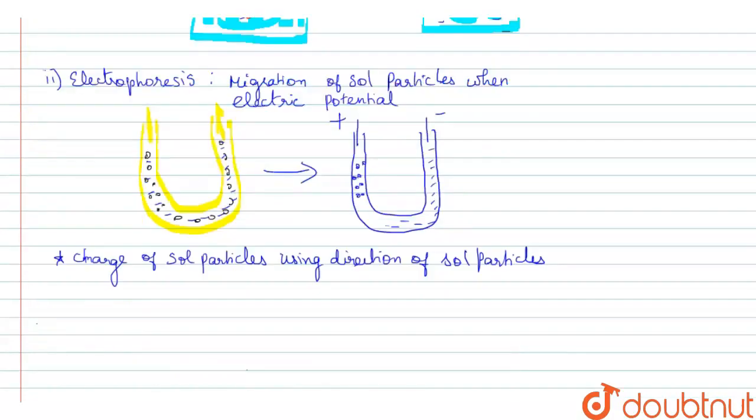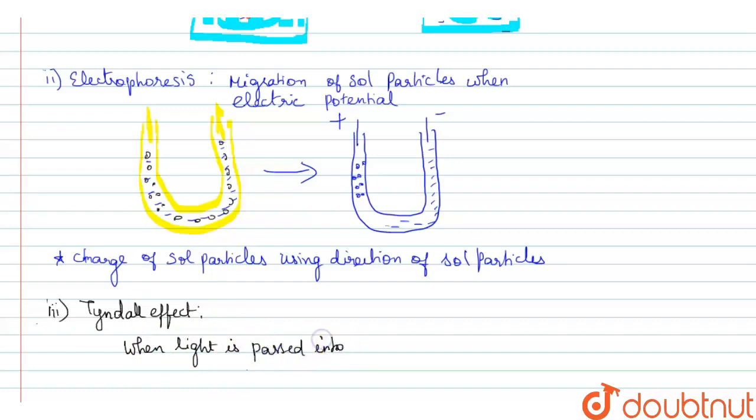And the last one is the Tyndall effect. The Tyndall effect is when light is passed through a colloidal solution, the path of the light becomes clear. When light is passed into a colloidal solution, the colloidal particles are somewhat bigger in size, so the path of the light is visible.